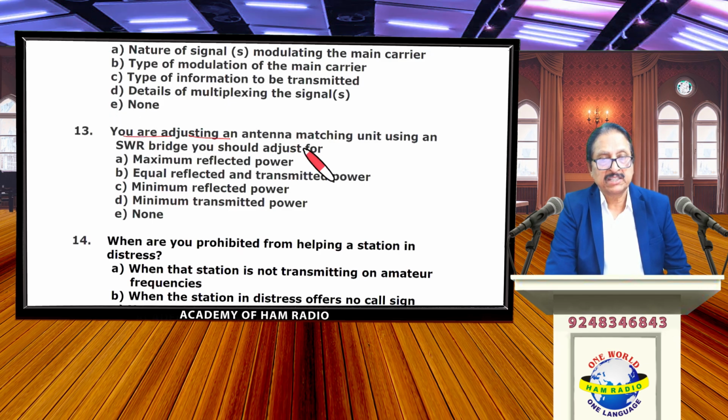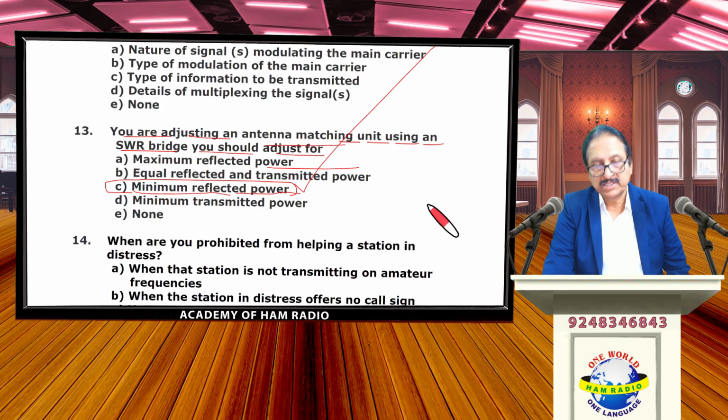If you are adjusting an antenna matching unit using an SWR bridge, you should adjust for. The right option is minimum reflected power. Charlie is the right option. Minimum reflected power. So we have to see that reflected power should be very, very minimum. So then only forward power will be more.